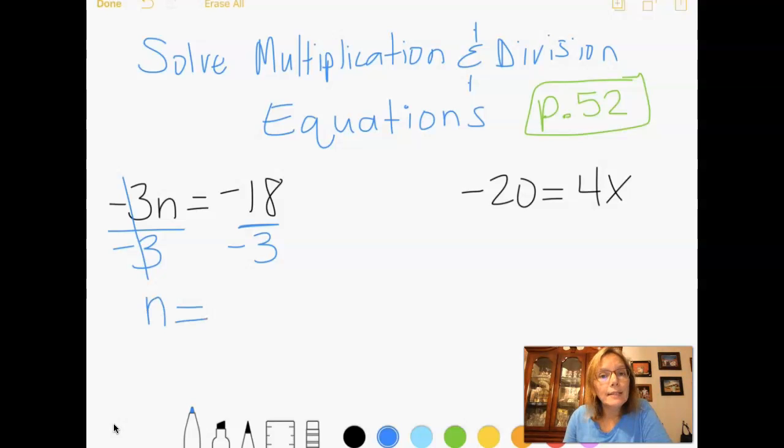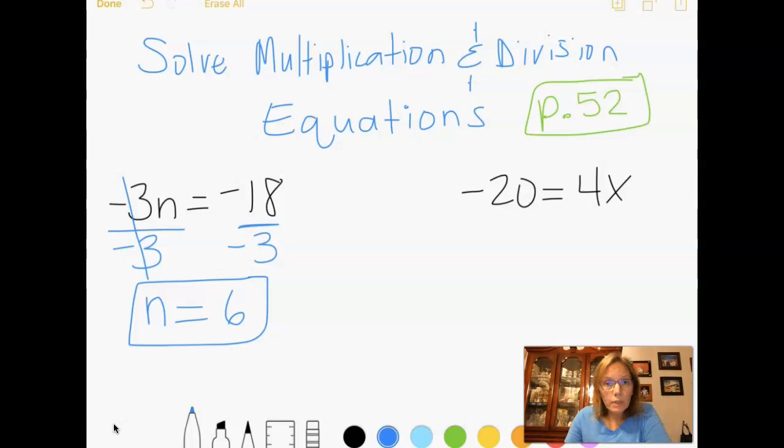Negative 3 divided by negative 3 is 1n, or just n. And negative 18 divided by negative 3. Now our integer rules here say when you have two negatives, or an even number of negatives, it equals a positive answer. So 18 divided by 3 is 6, and n equals 6.